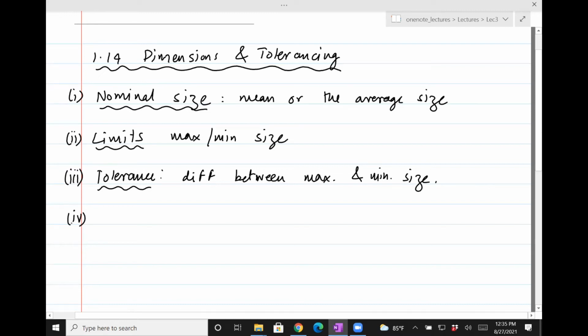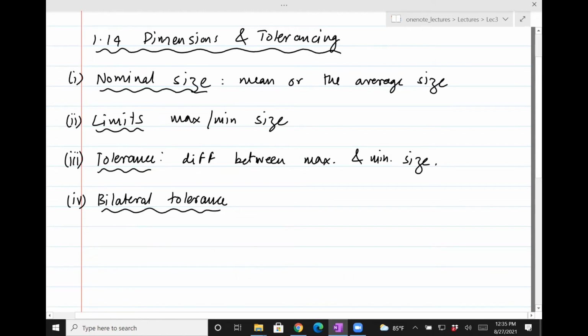Now, we have two types of tolerances. One is what they call the bilateral tolerance. An example is if you have a shaft of diameter 1.05 inches, then you could have limits of plus or minus 0.001, which means there's a bilateral tolerance. It could be 1.05001 or 1.05 minus 0.01, which is 1.4999. So that's a bilateral tolerance. The tolerance is on both sides of the nominal.